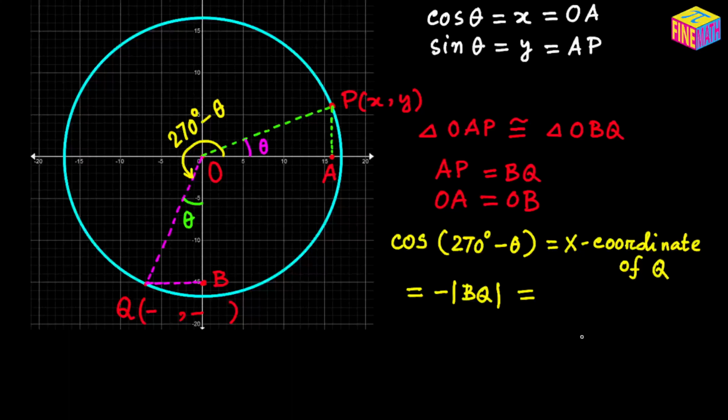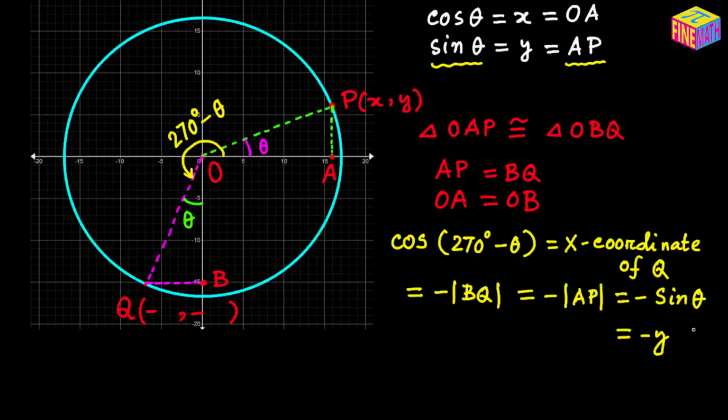And now we also know that BQ is equal to AP. So can we say that this will be equal to negative of absolute value of AP? And also we know that AP is actually nothing but sine of theta. As you can see up there, I'm doing an underline there. So AP is actually equal to sine of theta. So can we say that then this will be equal to negative sine of theta? And also sine of theta is nothing but the y coordinate of the point P. So this will also be equal to, I am going to write it right here, negative of y.